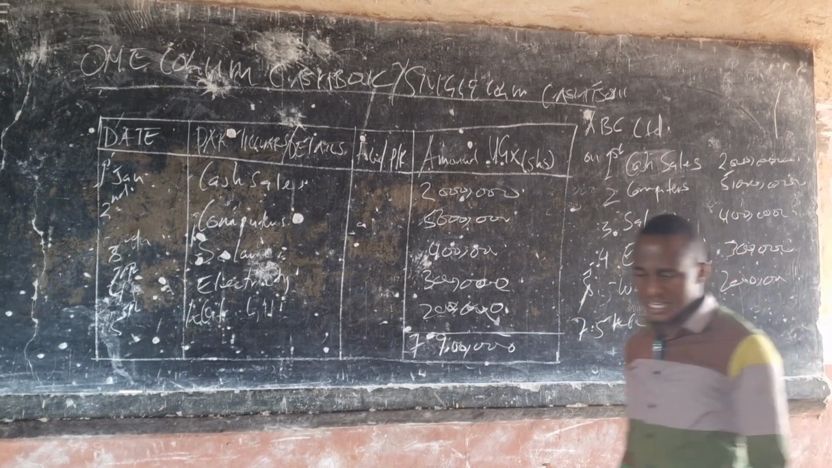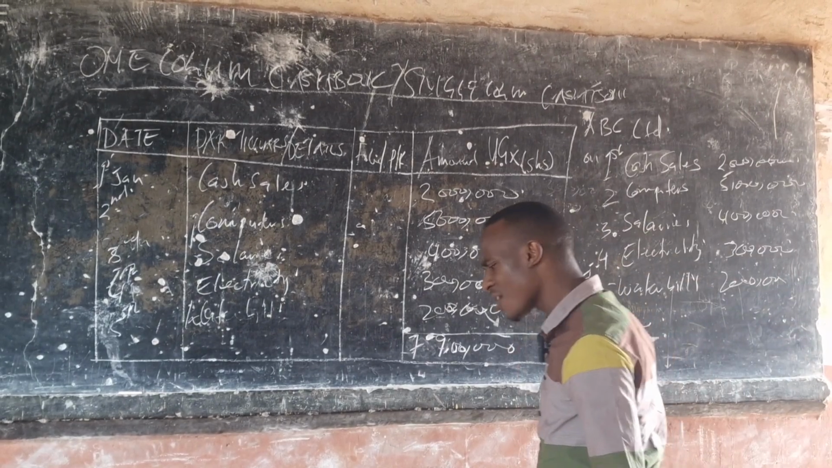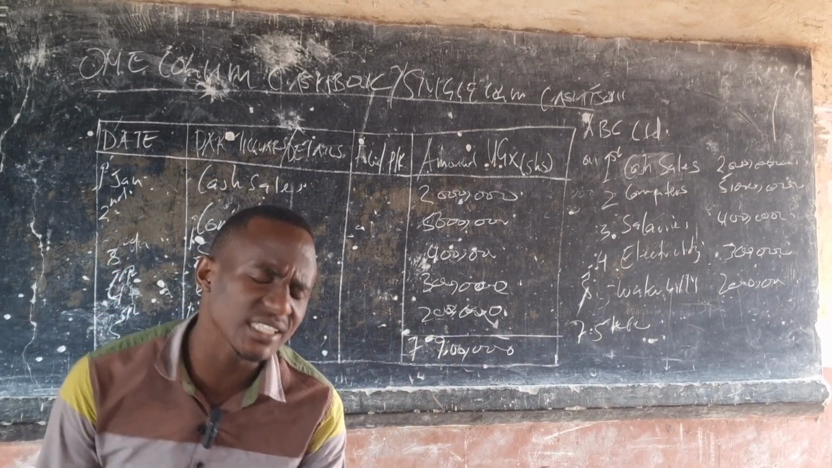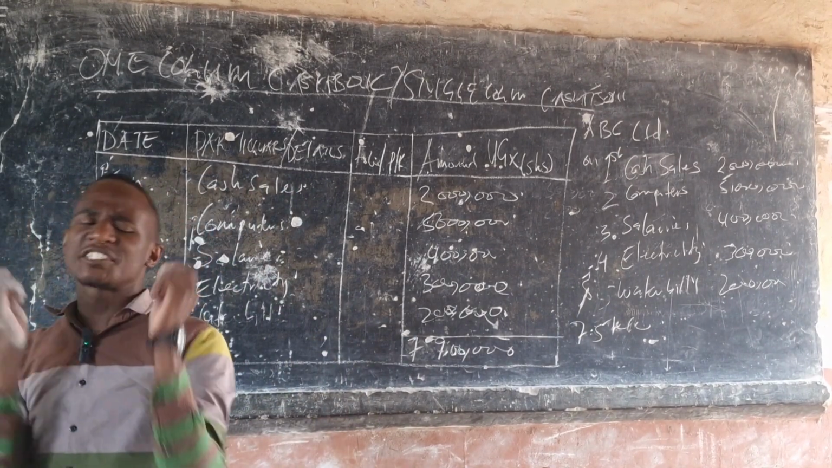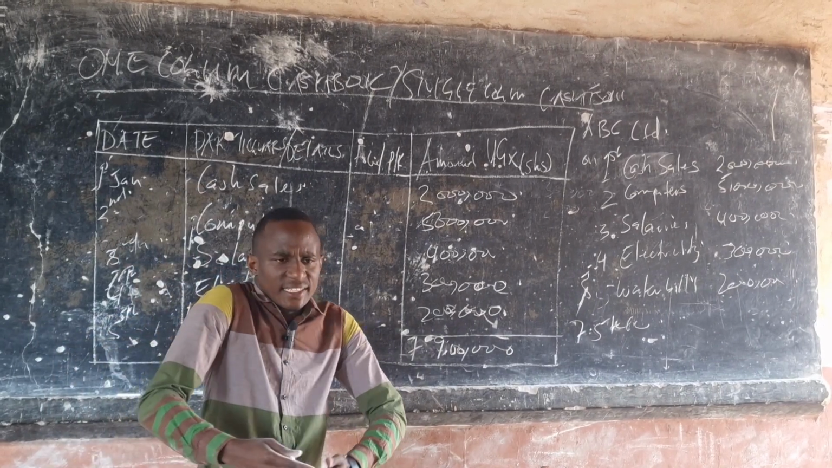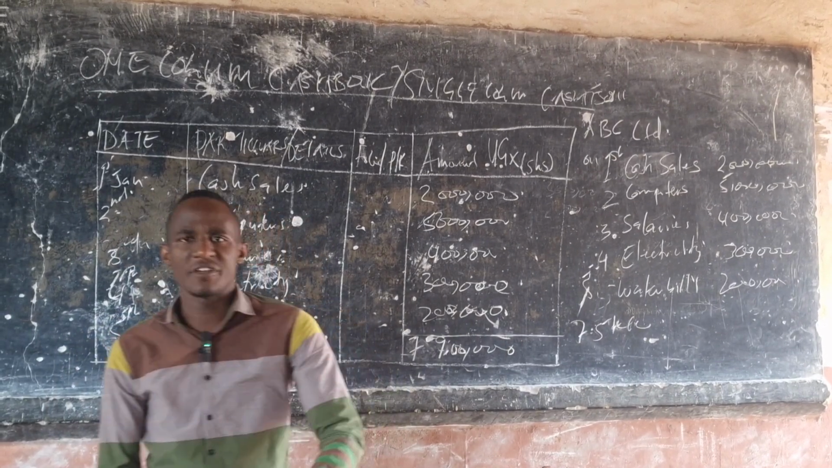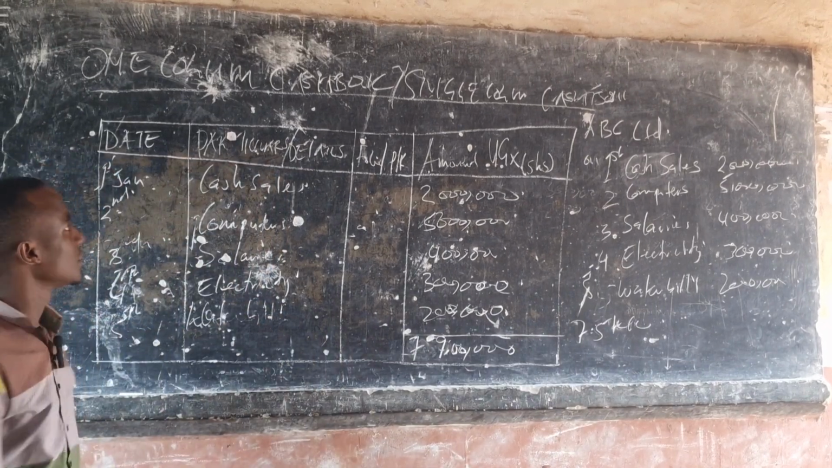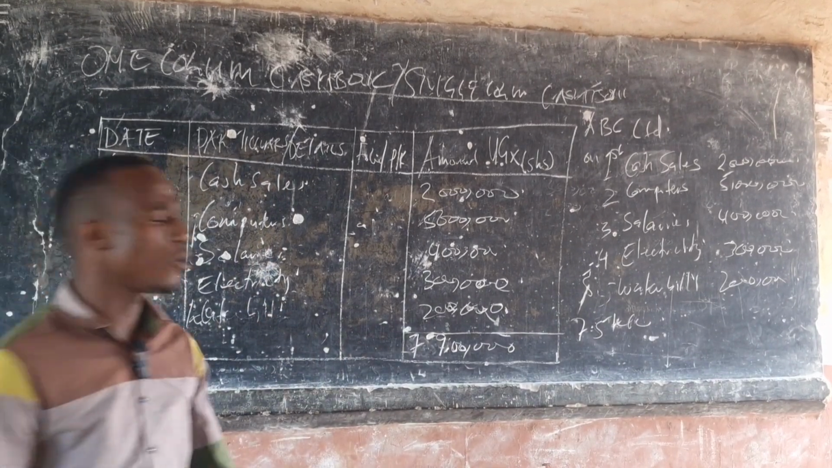In a nutshell, a single column cash book helps us to monitor all that cash transaction that the business makes in its day-to-day living or life. That's how we do a single column cash book.